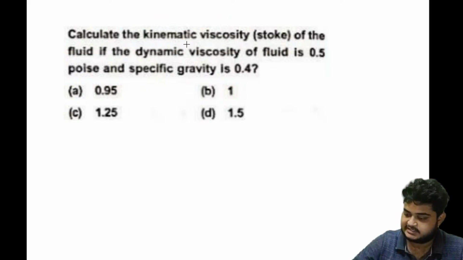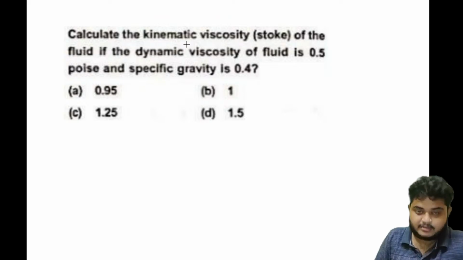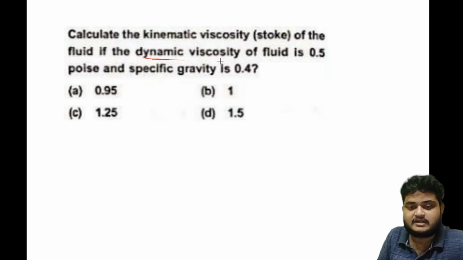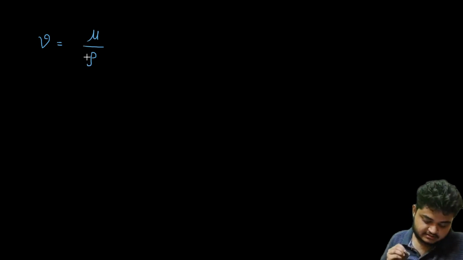Okay, so we need to calculate the kinematic viscosity, but as data we have the dynamic viscosity and we have the specific gravity. Now let us calculate the kinematic viscosity. So what is the kinematic viscosity? It is nu equals dynamic viscosity upon the density.